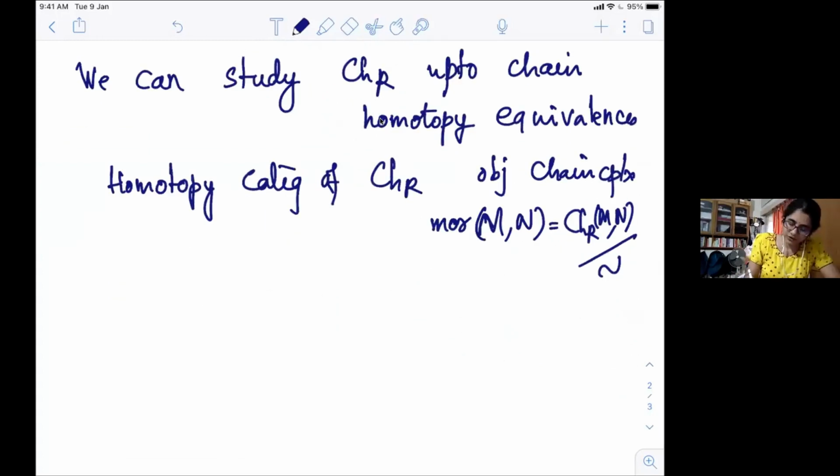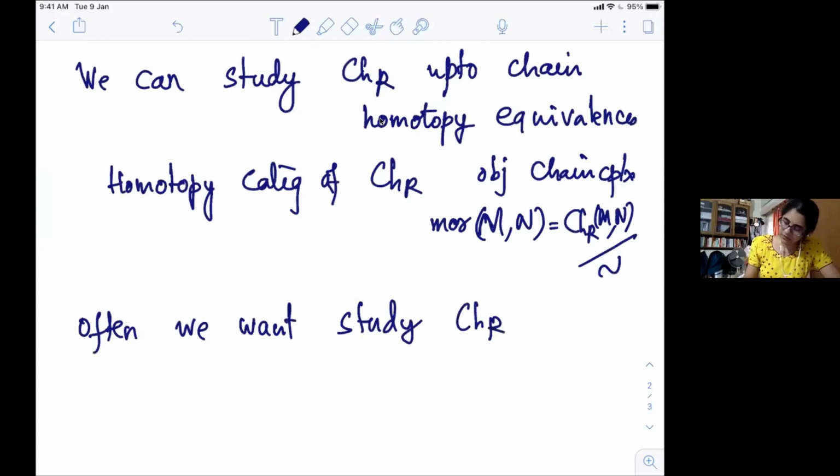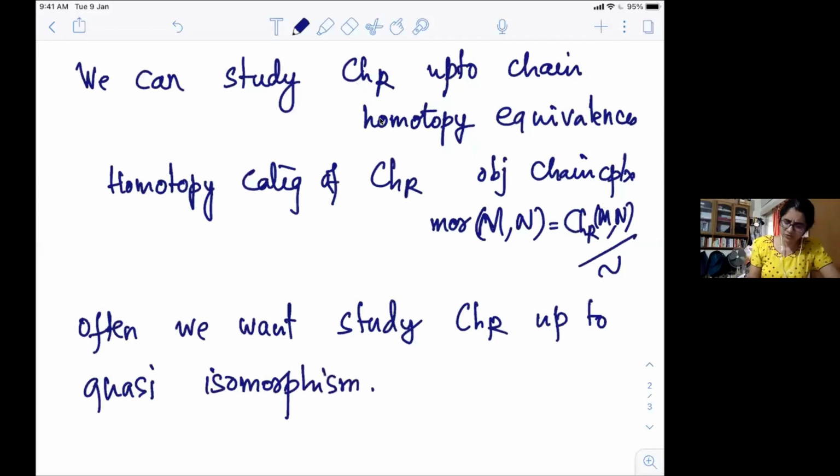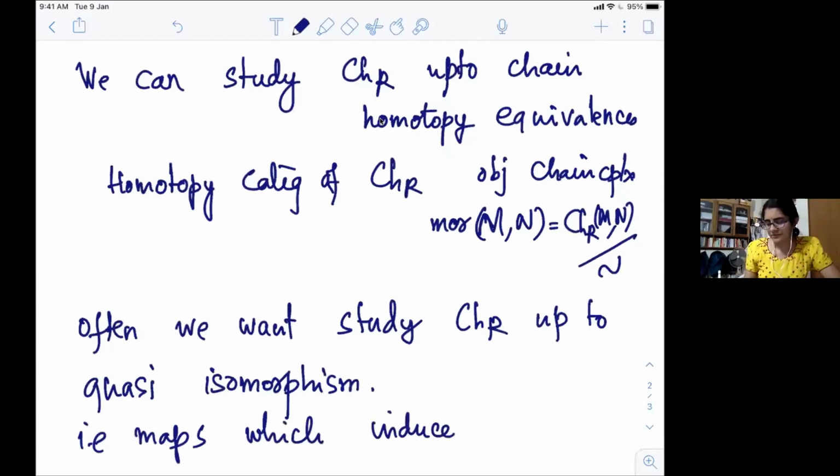But on the other hand, often we want to study this category up to what are called quasi isomorphisms. I think this also Shrikant mentioned, but let me define it again. So what is a quasi isomorphism of chain complexes? That is maps which induce isomorphisms on homology.